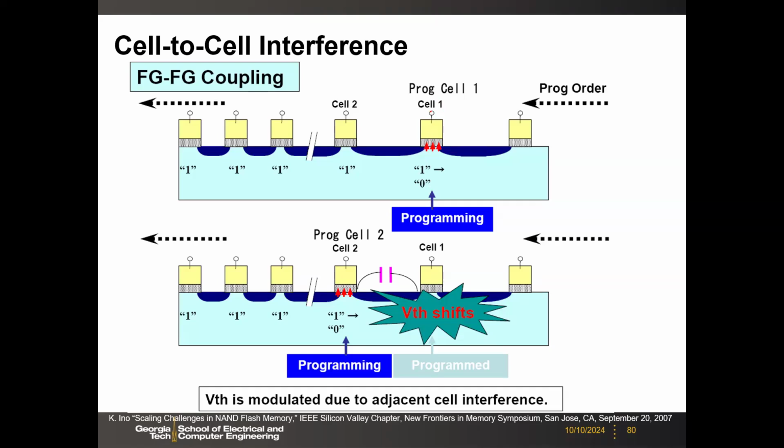So that's fine. But the problem is when you do the adjacent cell, that means cell 2, the word line 2, you're going to apply this 20 volts on top of that. Because this floating gate, now the coupling is so strong because the distance is so small, you have this large parasitic capacitance. So some of the voltage will drop on this cell, right? So this will shift the VTH because you've got more electrons injected to the floating gate. So this is the coupling issue.